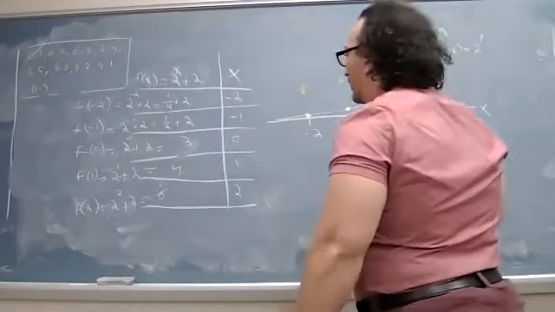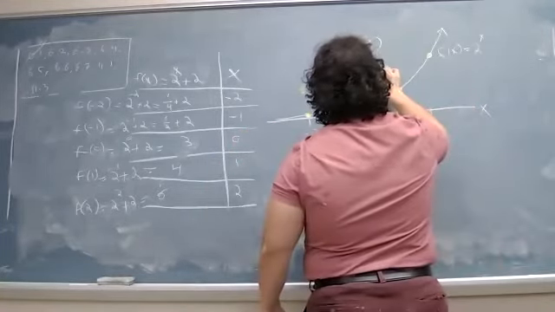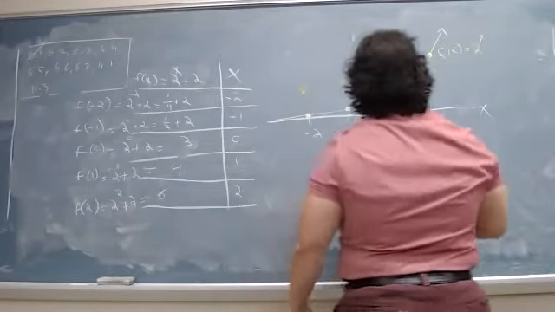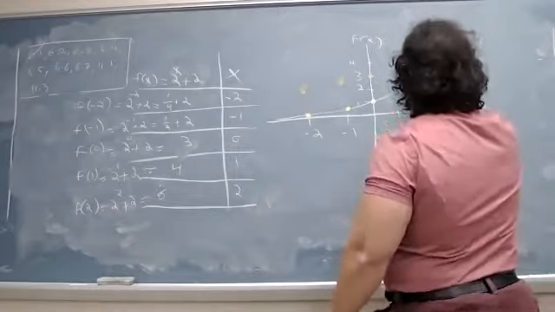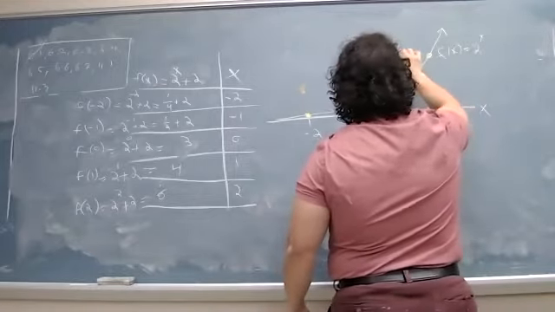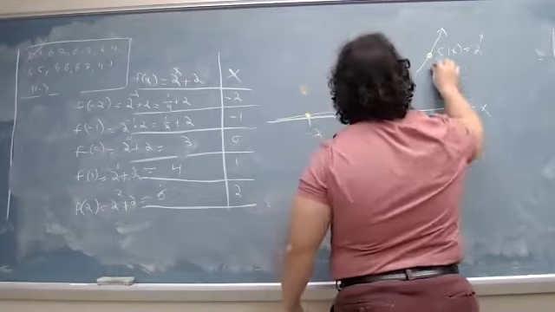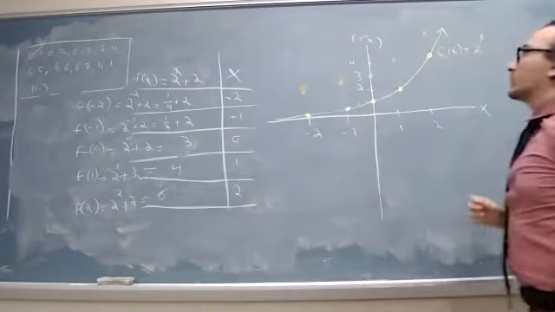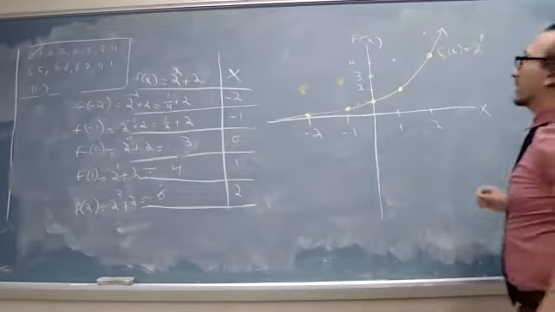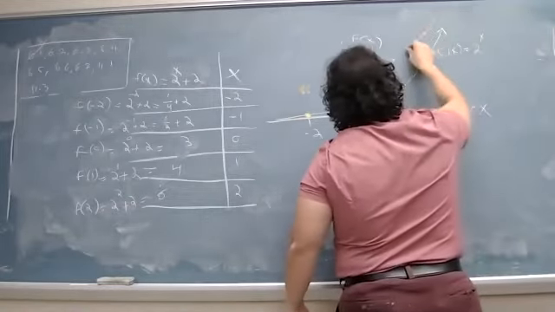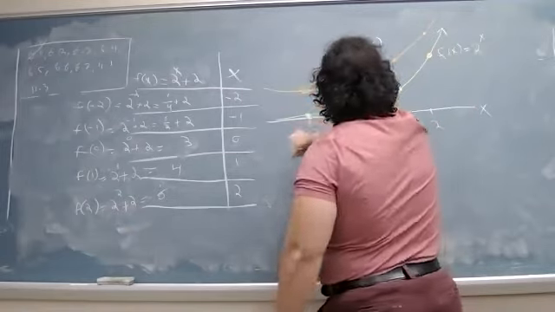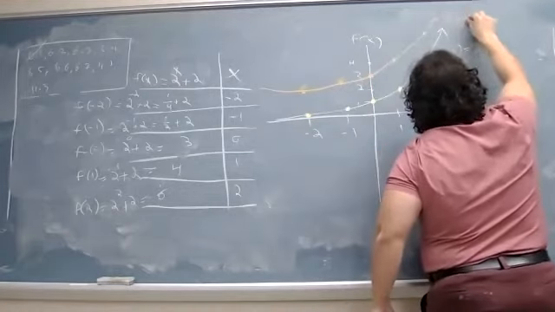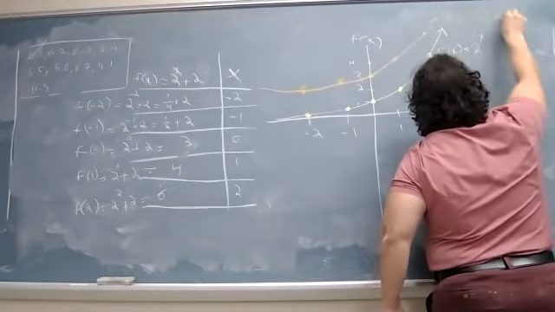Then we go to 0, we find 3, we put a dot. Then we go to 1, we find a 4, we put a dot. Then we go to 2, we find a 6, and we put a dot. Once we're done doing this, what do we do? We just connect the dots. And this is our function f of x is equal to 2 to the x plus 2.